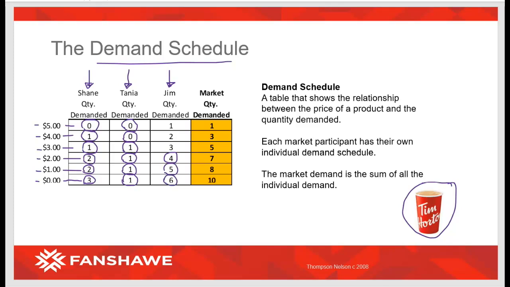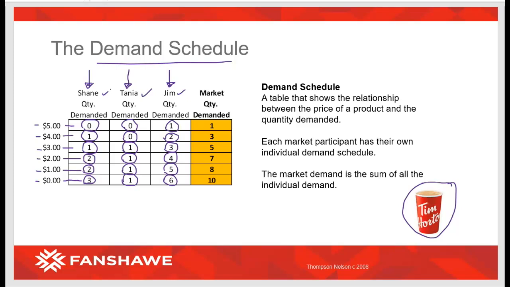And he may even pull back a little bit if the price was going up. So at $4, he may just buy a couple of cups a day, and at $5, he'd buy 1 cup a day, but he'd still buy it. So these are our individual preferences. So myself and Tanya and Jim, we're all unique human beings.